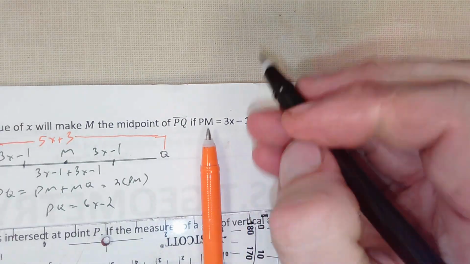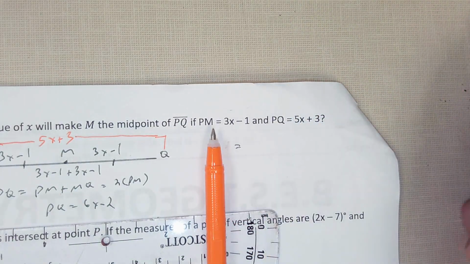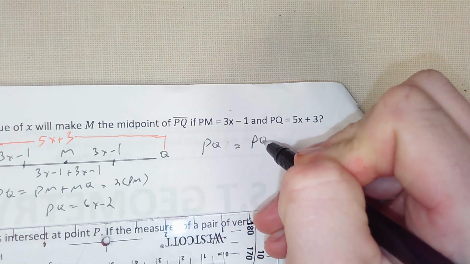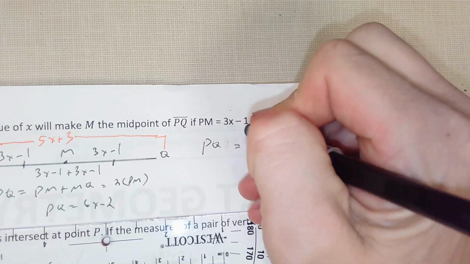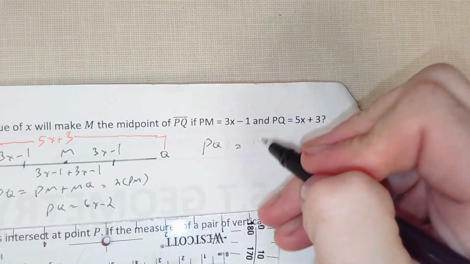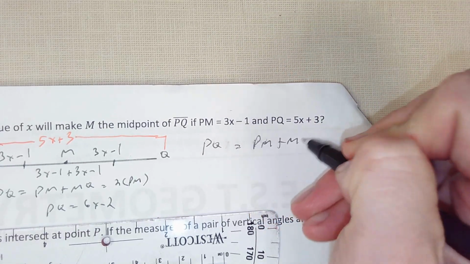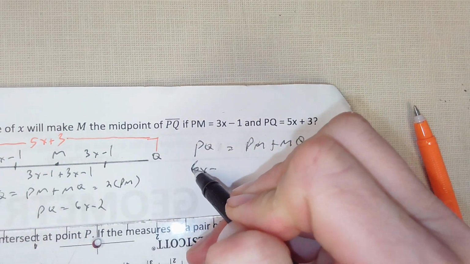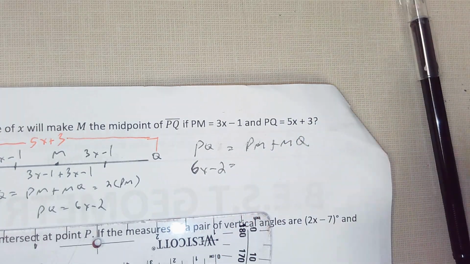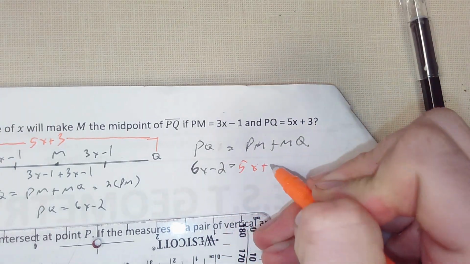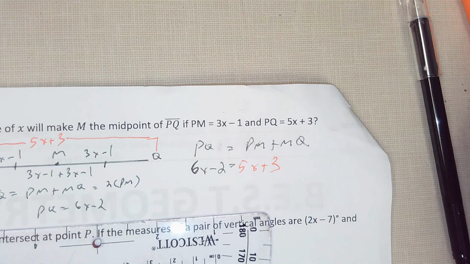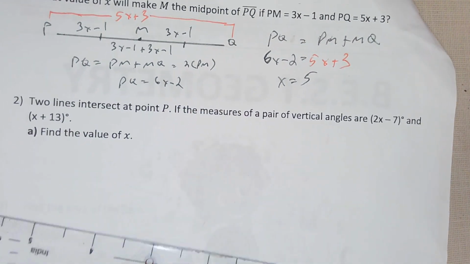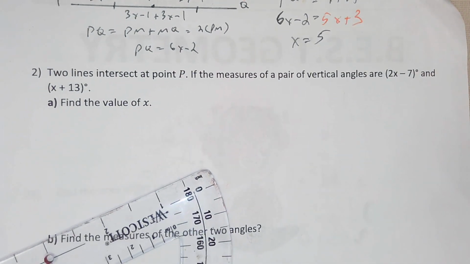So you can set up the equation that PQ equals PQ, or you can say that PQ equals PM plus MQ, which equals 6x minus 2, which equals 5x plus 3. And then solving for x, you get x equals 5. Moving on. Now we have two lines that intersect at point P.